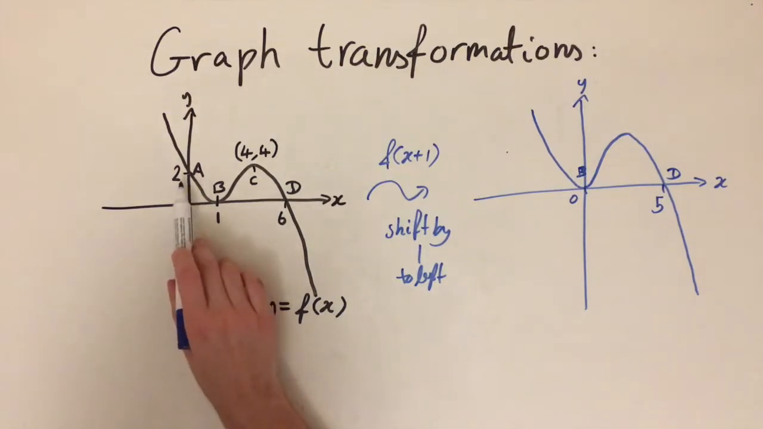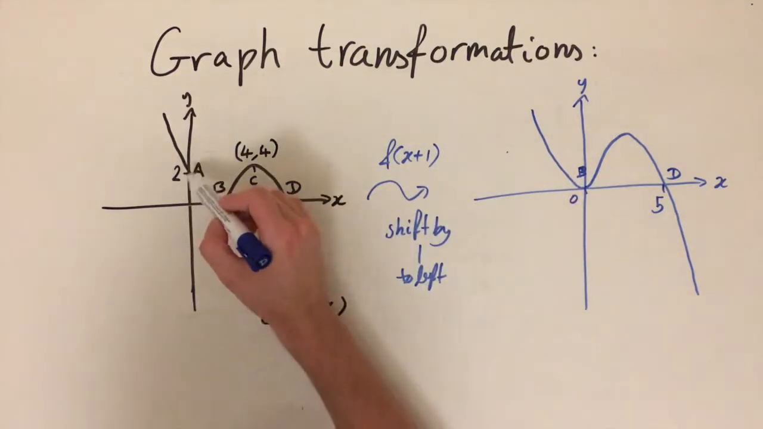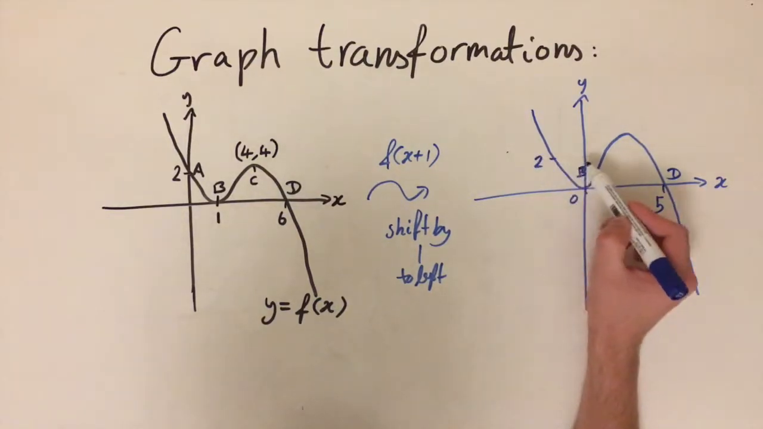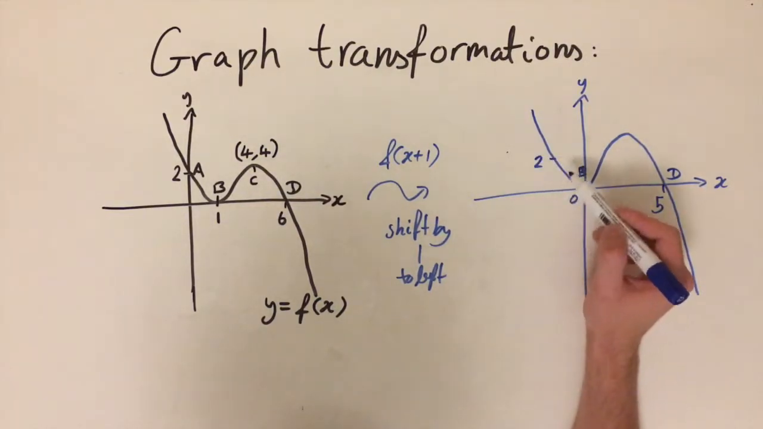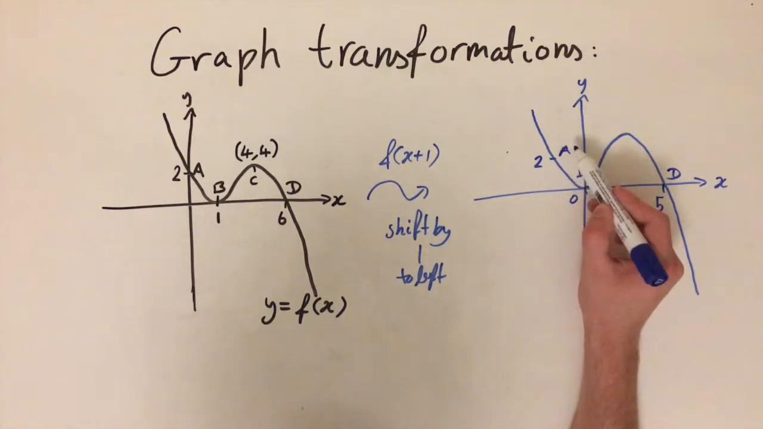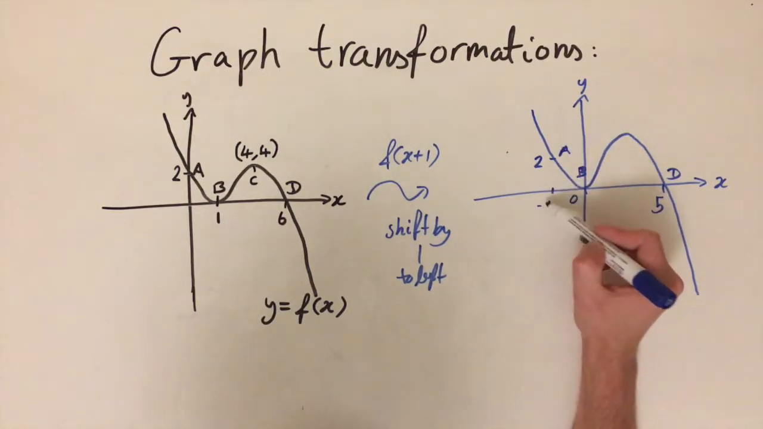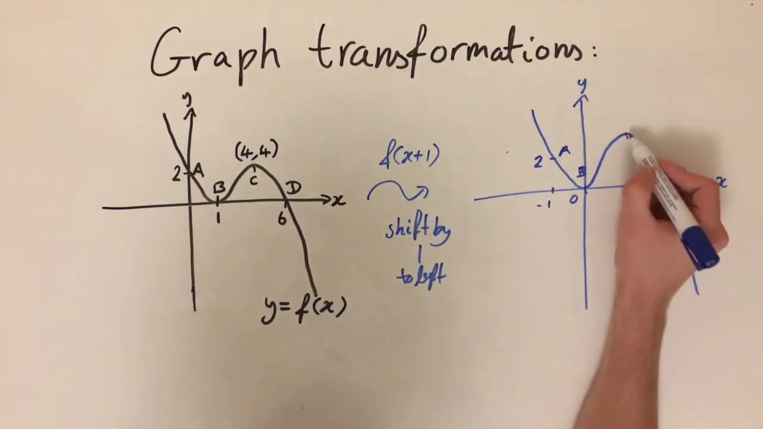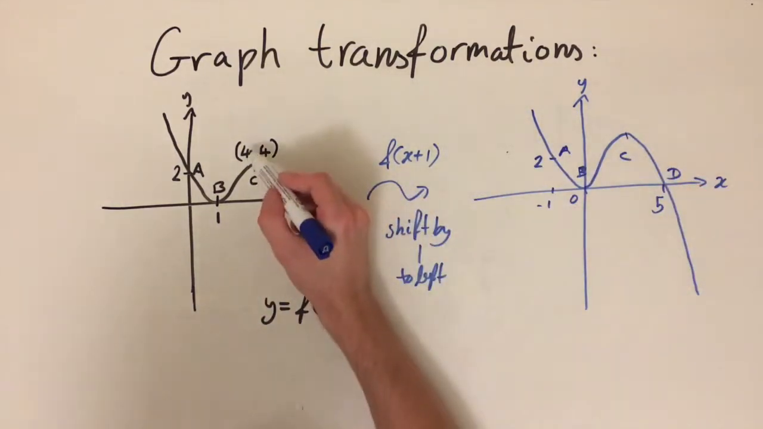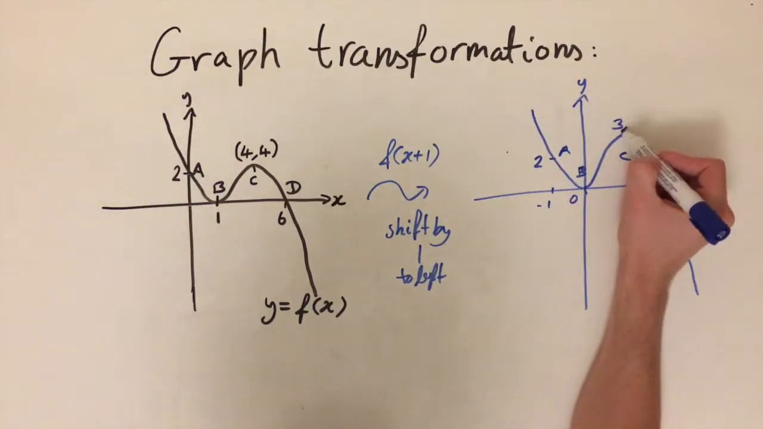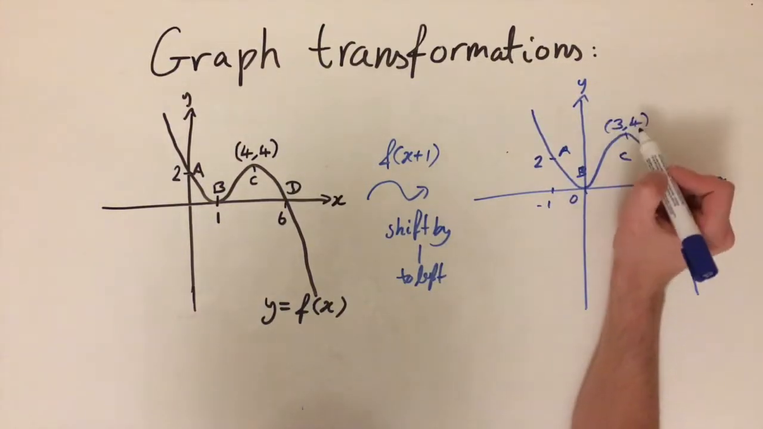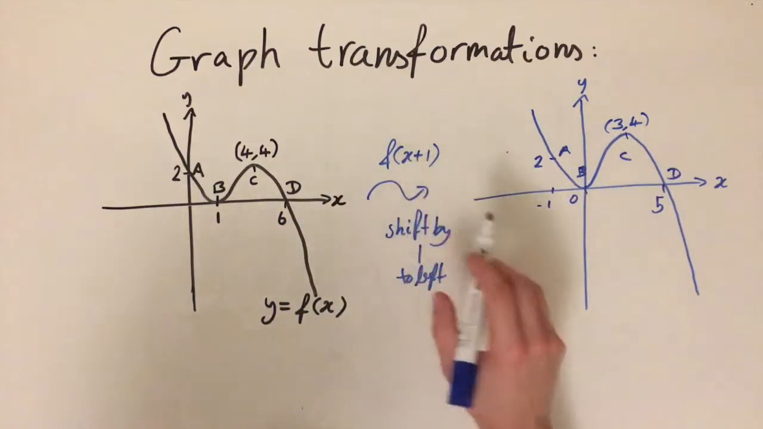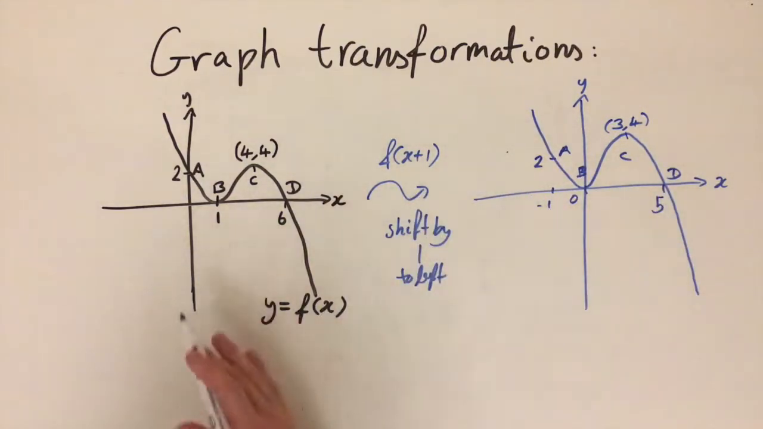We don't actually know what the y-intercept is here, so we don't really care about what A is. A still has height 2, but it's now been shifted to the left by 1, so we can still write it here if you want. This is what A looks like, minus 1, 2. And then C, this turning point, all that's changed is that the x value has gone down by 1. So we now have 3 and 4. This is all the information that's been preserved from this transformation. All we've done is shifted it to the left by 1.